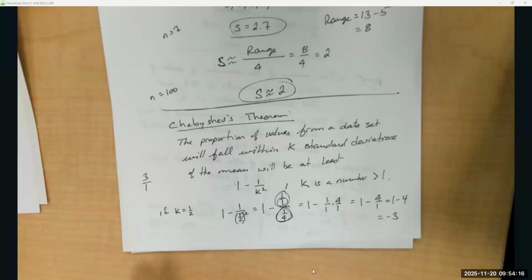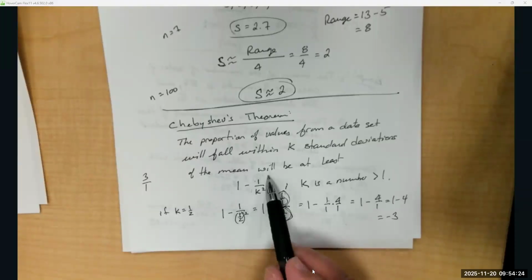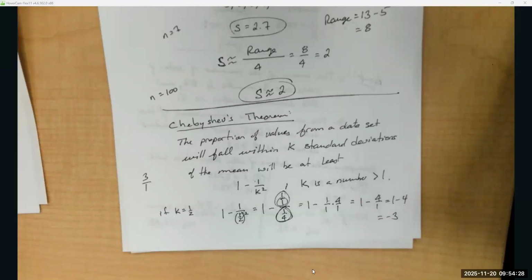So that's why we keep our values greater than 1. If K is greater than 1, that means 1 over K squared will be a decimal. It's guaranteed to be less than 1, so the result is not going to be less than 0 or less than 1.